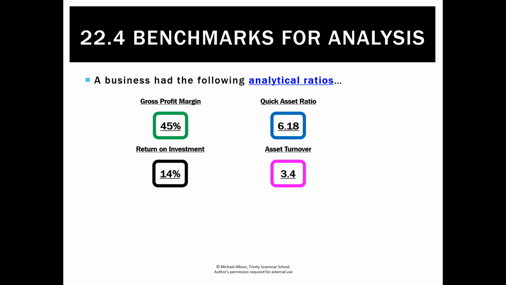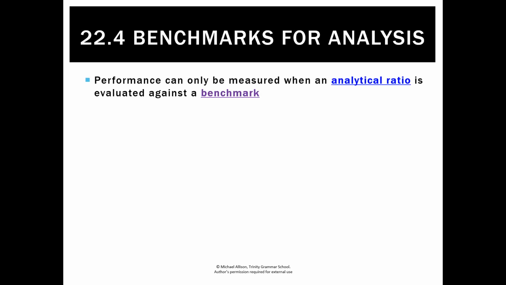Say a business had the following analytical ratios: gross profit margin of 45%, quick asset of 6.18, return on investment of 14, and asset turnover of 3.4. Those numbers are useless unless you can actually interpret them, and better yet, have something to compare them to. So to determine whether we perform well, we need to compare any ratio with a benchmark.